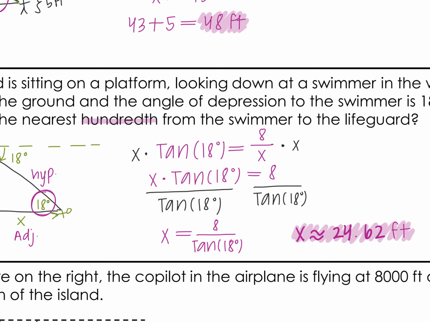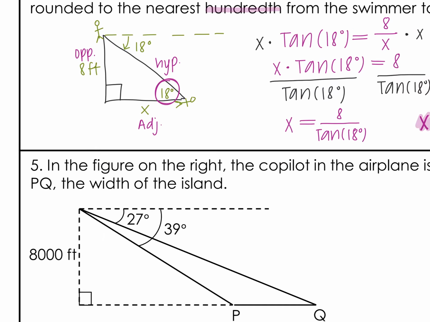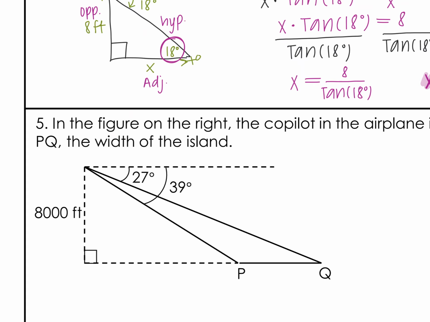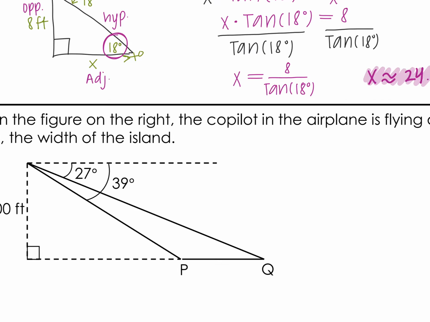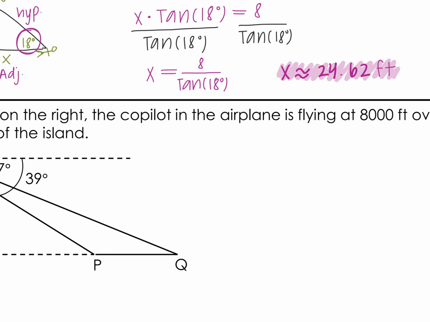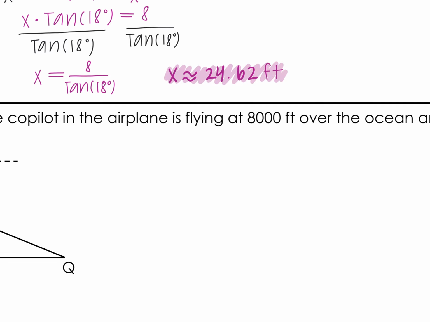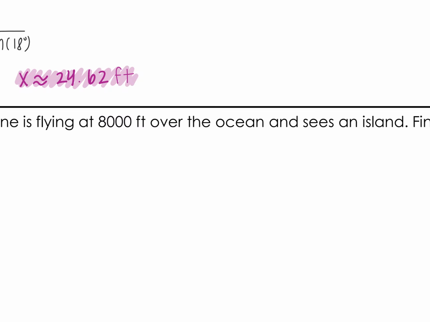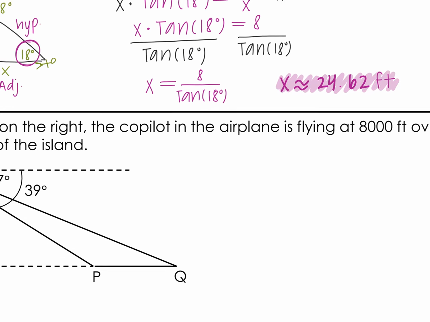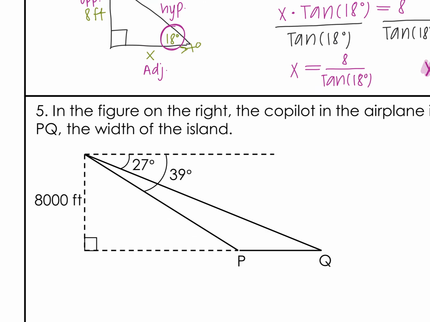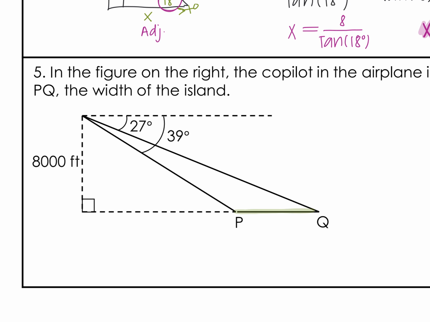All right. We have one final problem, saving the hardest for last, unfortunately. So here we have, in the figure on the left, I had moved it, the co-pilot in the airplane is flying at 8,000 feet over the ocean and sees an island. We are going to find PQ. So we're going to find this length here, which is going to be the width of our island. This one's going to be a little challenging, but bear with me.